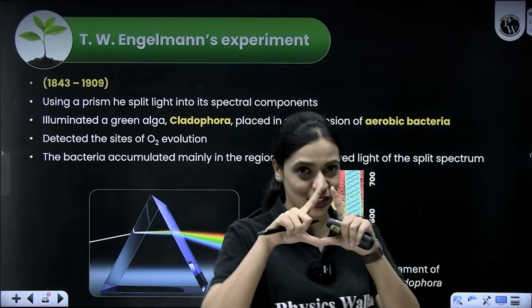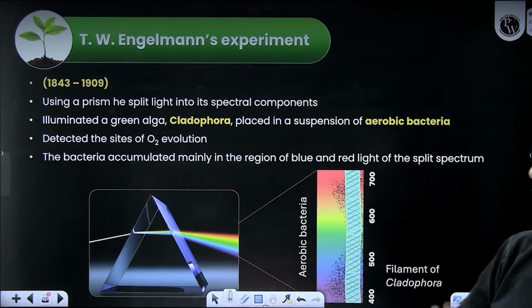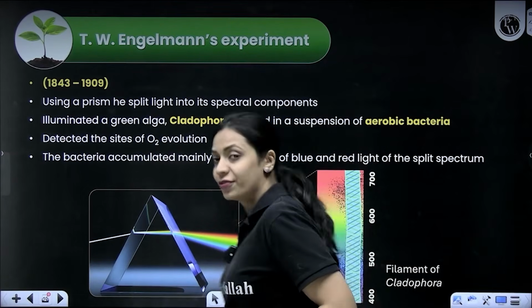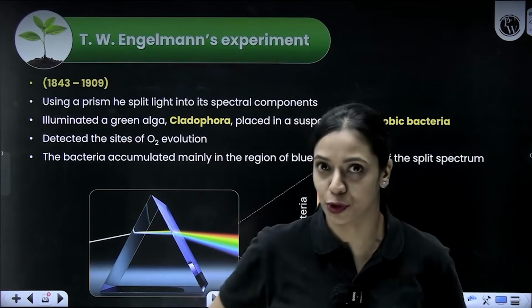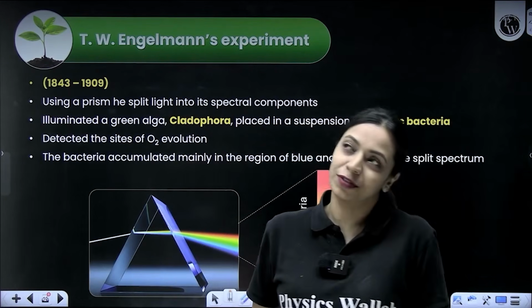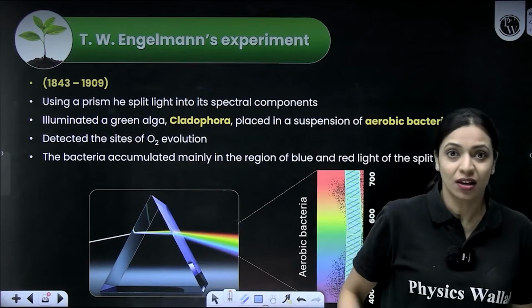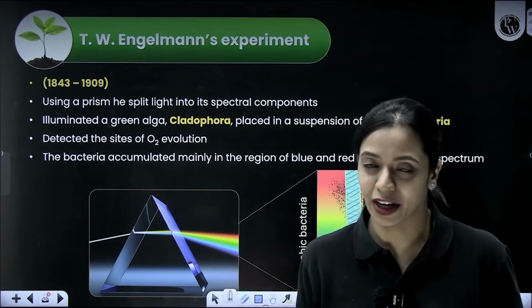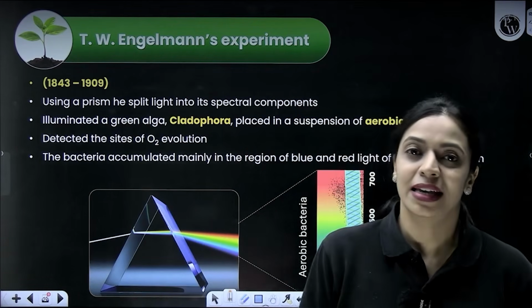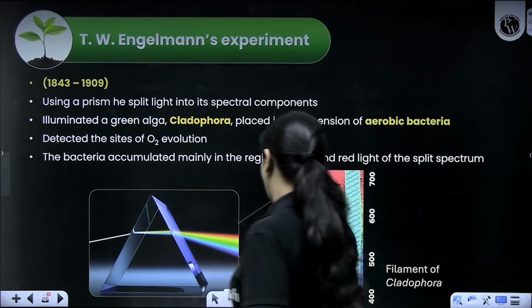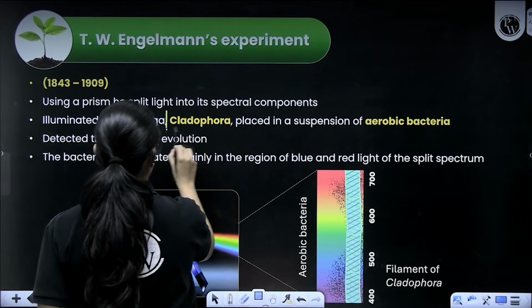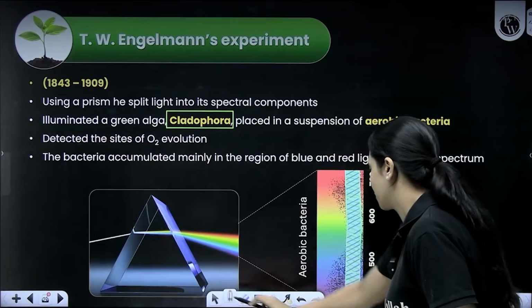Angle, prism, Engelmann. Well, he wanted to know if all the wavelengths of the visible spectrum were equally effective in photosynthesis. He wanted to know if plants would respond the same way to all the wavelengths of light, basically. So what he did was, he took a filamentous green alga called Cladophora. Yeah, here you are. Filamentous means you know, right?